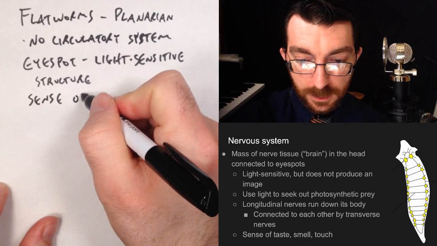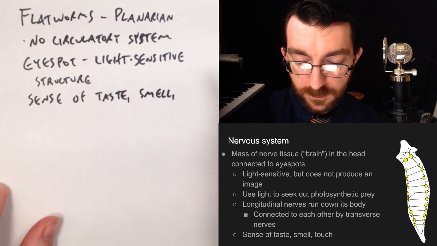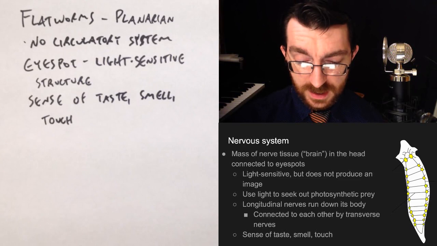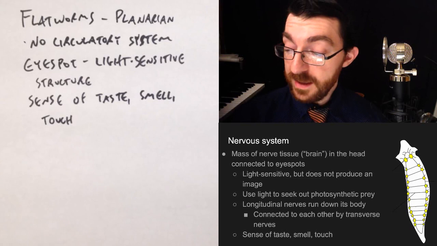Sense of taste, smell, and touch. By the way, do you know how you would determine all the different senses that an organism has? You take a census. Ha ha ha, moving on.